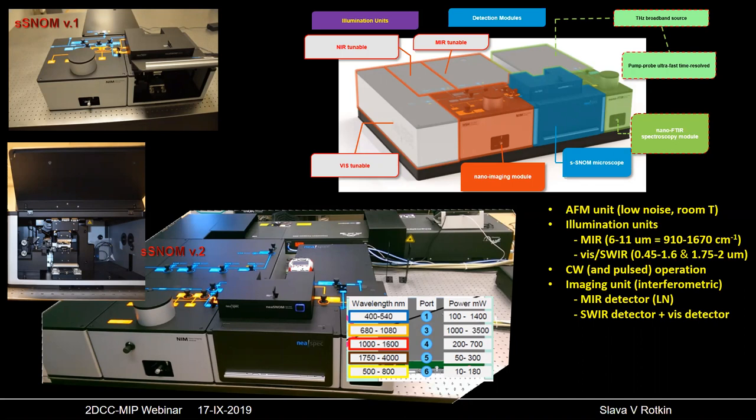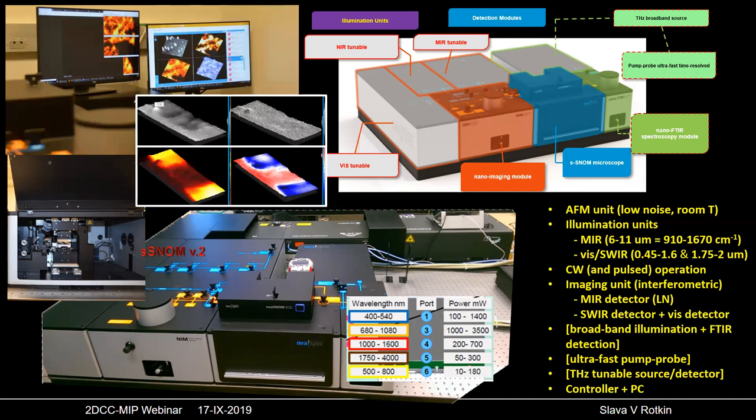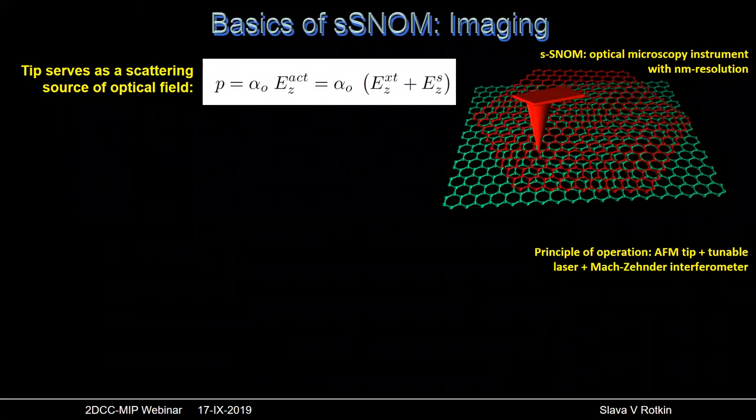The imaging unit of the instrument is interferometric based, and I will explain that in detail soon. It has three detectors: a mid-infrared detector, which is liquid nitrogen cooled, and two short wavelength infrared and visible detectors. And of course, in principle, this unit is extendable. So in the future, we would like to add broadband illumination and a detection unit. We can add ultrafast pump-probe and, in principle, a terahertz tunable source and detector. Of course, all of that is controlled by the computer, and these are typical images that you can obtain with this microscope.